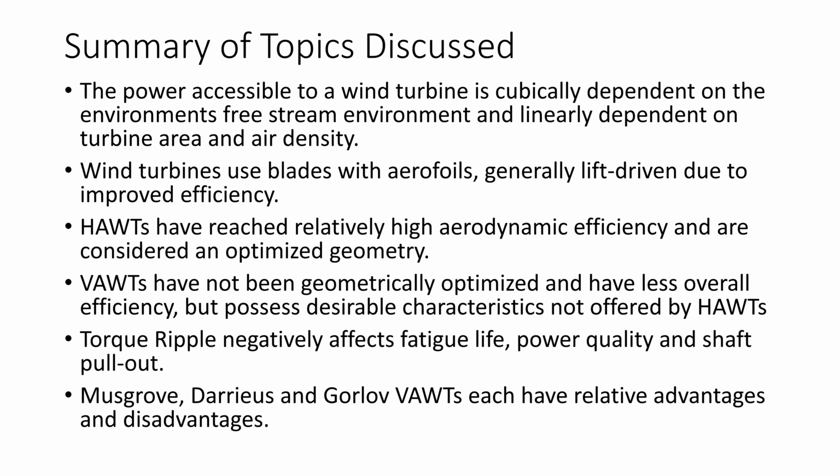Vertical axis turbines are not optimized, and we have less overall efficiency, but we have a bunch of desirable characteristics that horizontals don't have. Torque ripple negatively affects fatigue life, power quality, and shaft pullout, so it's something we need to consider and avoid. And there are three variations commonly of vertical axis wind turbines, each with their relative advantages and disadvantages.